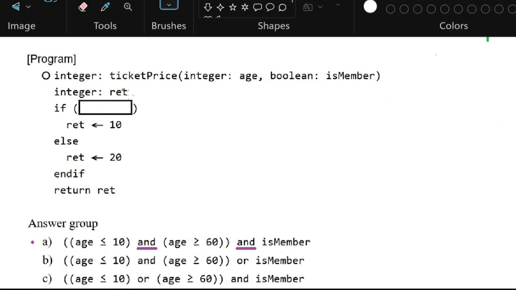Okay, so the program, we have the function called ticket price, and we need to put in the correct condition so that we will get the discounted price. 10 would be the discounted price, and otherwise it will be 20, which is the standard ticket price that the passenger is supposed to pay.